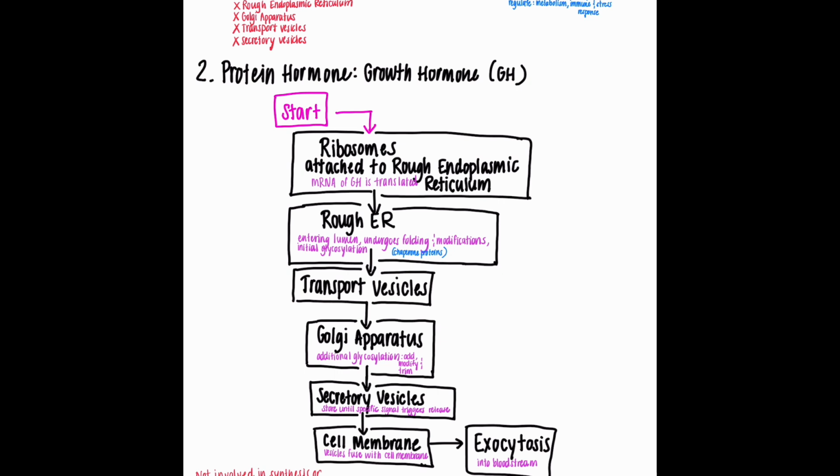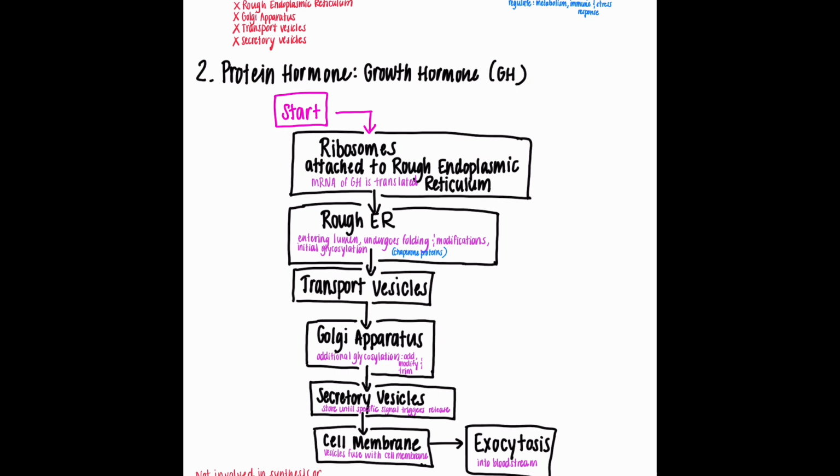Moving on to the second flow chart, protein hormone, growth hormone, we start with the ribosomes. In the ribosomes attached to the rough endoplasmic reticulum, the mRNA of the growth hormone is translated. And as it's being translated, it's moving into the rough endoplasmic reticulum, entering the lumen part of the rough ER, and undergoes folding modifications and the initial glycosylation of the growth hormone facilitated by chaperone proteins.